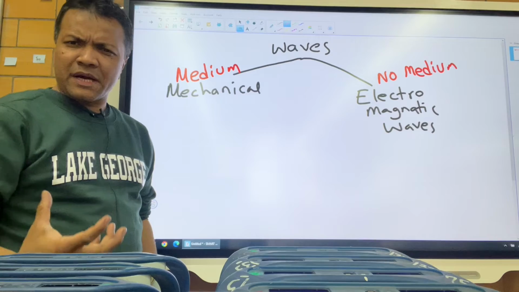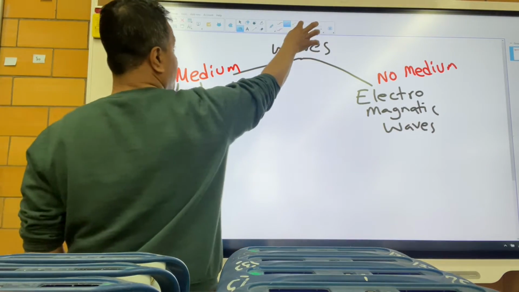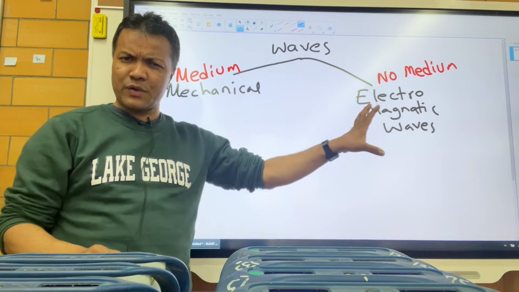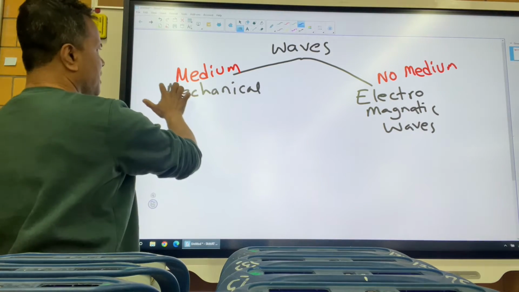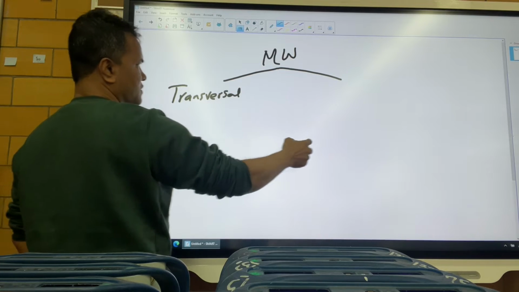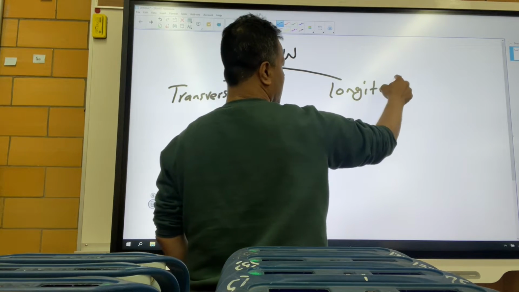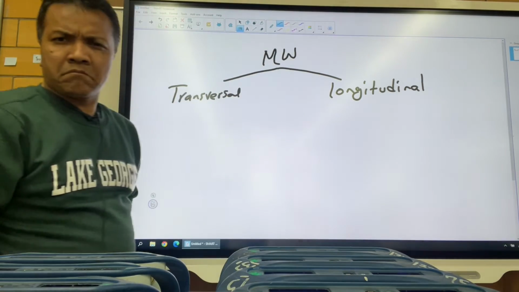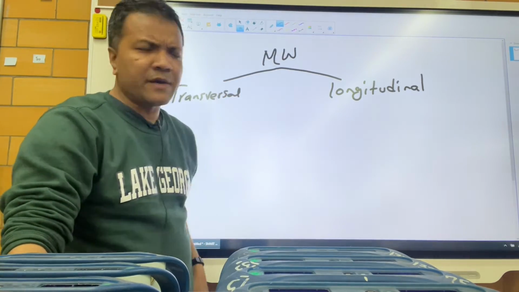We can divide mechanical waves into two parts. There are two types of mechanical waves. In fact, today we're going to go over the mechanical waves, and tomorrow we're going to go over the electromagnetic waves. Okay, so let's go over the mechanical wave. And one is longitudinal.